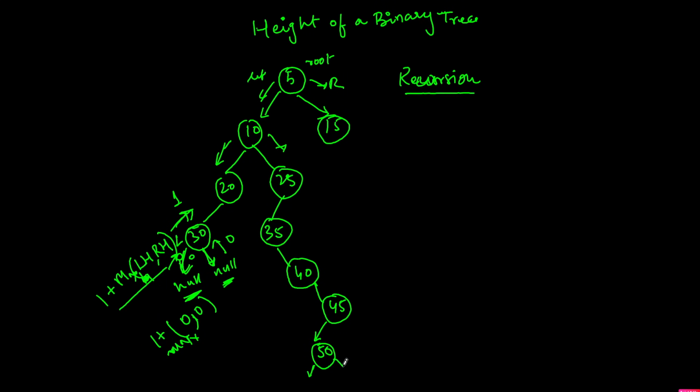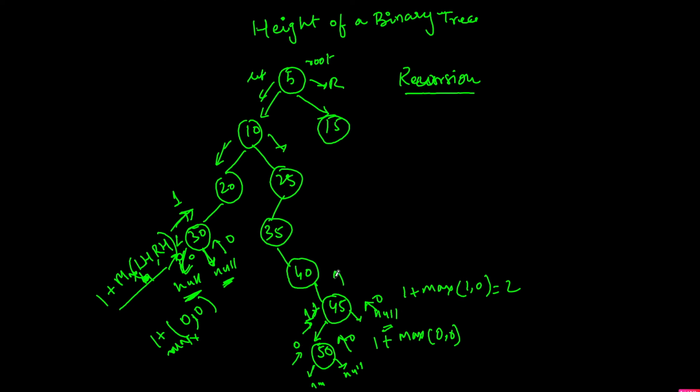Similarly, this is a leaf node. So this will be null, null. So this will return 0, this will return 0. So the node 50 will return 1 plus max of 0, comma 0. So that is 1. Now the node 45, the right child of the 45 node is null, so this will return 0. And from here, we get the 1. So it would be 1 plus max of 1, comma 0. So that is 2. So the 45 will return 2, right?